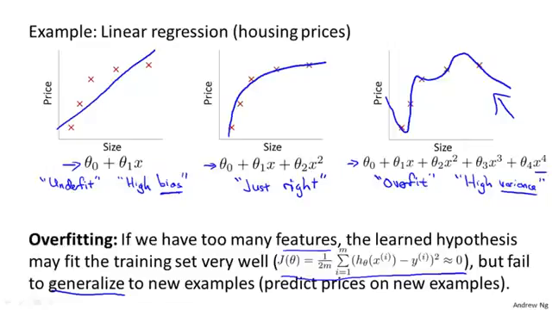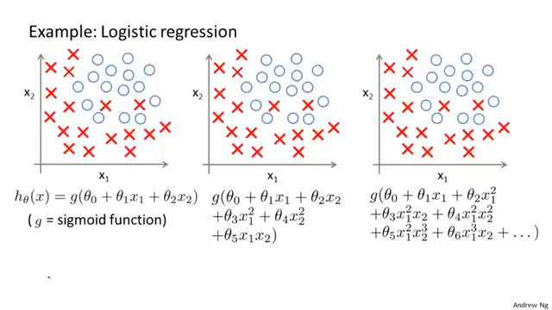On this slide, we looked at overfitting for the case of linear regression. A similar thing can apply to logistic regression as well. Here's a logistic regression example with 2 features, x1 and x2. One thing we could do is fit logistic regression with just a simple hypothesis like this, where, as usual, g is my sigmoid function. And if you do that, you end up with the hypothesis trying to use maybe just a straight line to separate the positive and the negative examples.